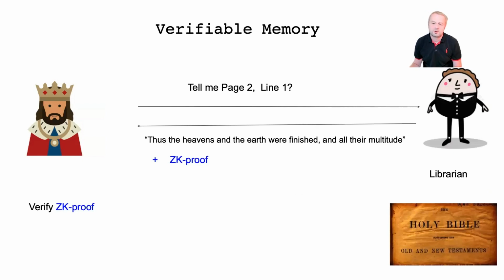Let's start with a simple example. There is a king and a librarian, and the king wants the librarian to read a particular sentence from the Bible, line 1 of page 2. The librarian reads the sentence, but the king also wants a proof that the sentence is correct. This is what we call verifiable memory, not only providing information, but also providing proof of this information.